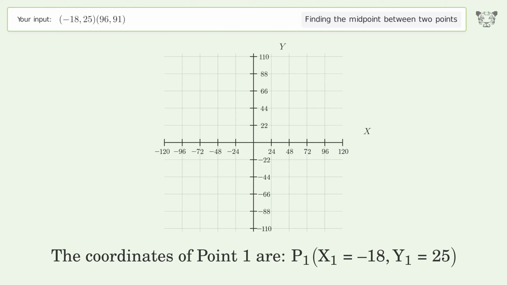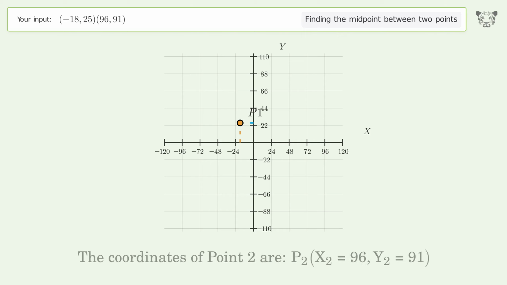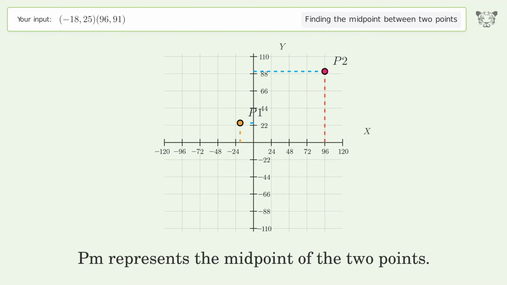The coordinates of point 1 are, x1 equals -18, y1 equals 25. The coordinates of point 2 are, x2 equals 96, y2 equals 91. PM represents the midpoint of the 2 points.